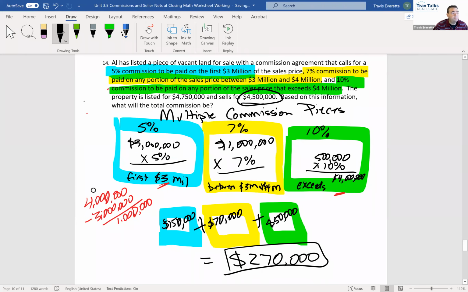Now I will tell you, and I mentioned this in class when we went over it, this is an exceptionally complex commission question. You should only even attempt one like this if you've mastered everything else on this worksheet. Everything else above this on the worksheet is far more important, because this may or may not ever show up on an exam.